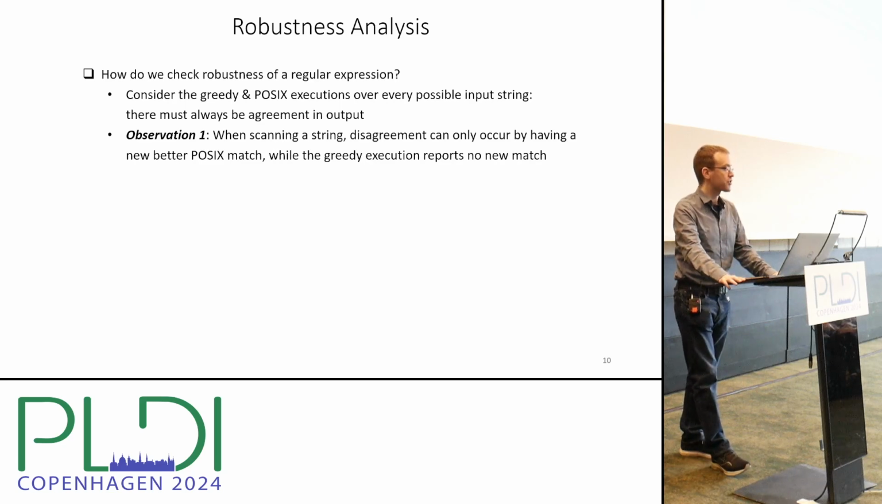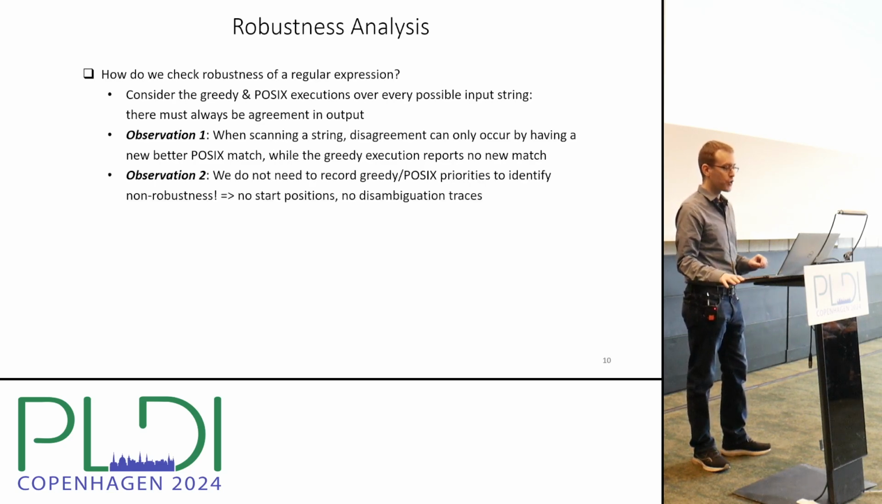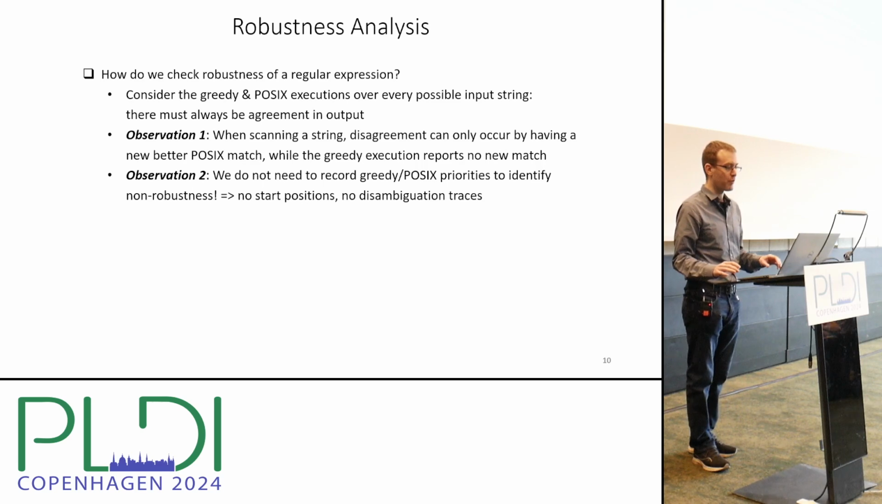Our first observation is that when we scan a string from left to right, disagreement between greedy and POSIX can only occur by having a new, better POSIX match, while the greedy execution does not report a new match. And the second crucial observation is that we do not even need to record the greedy and POSIX priorities in order to identify non-robustness. This means that we can drop all this information that has to do with start positions and disambiguation traces.